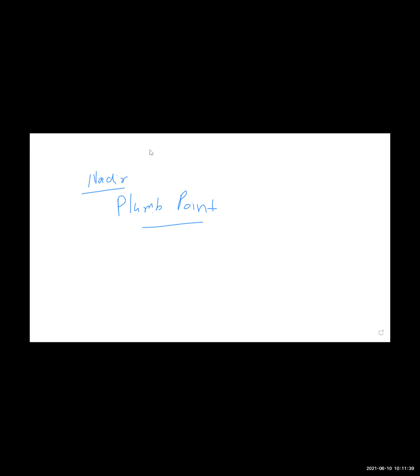Nadir point or plumb point. So a nadir point is a point where a plumb line dropped from the front nodal point strikes the photograph. And what is plumb line? What is plumb bob? Where is plumb bob used?